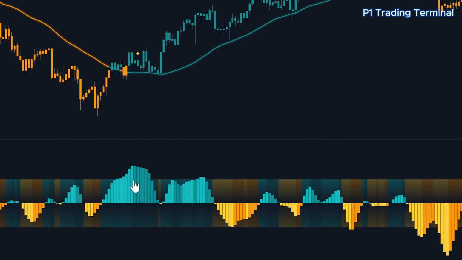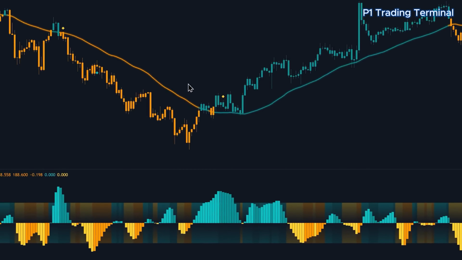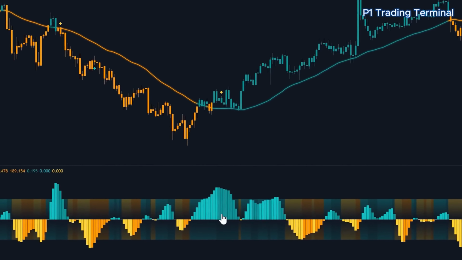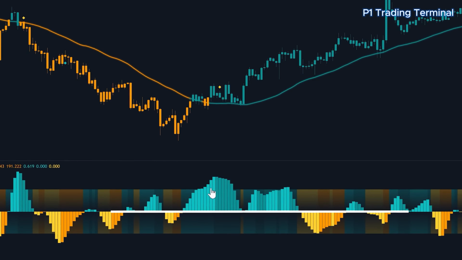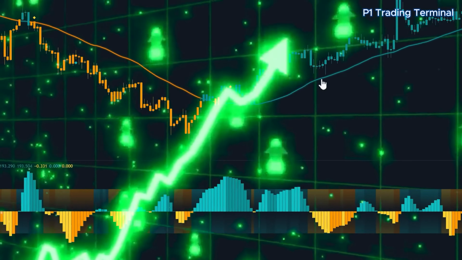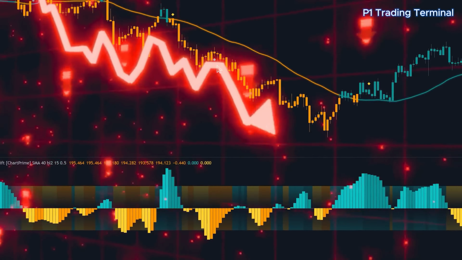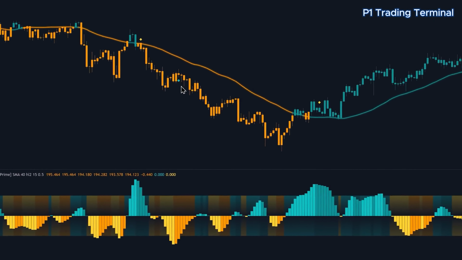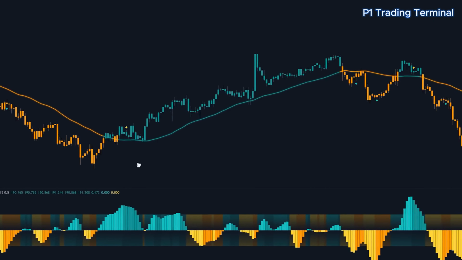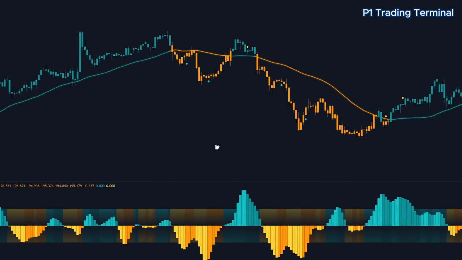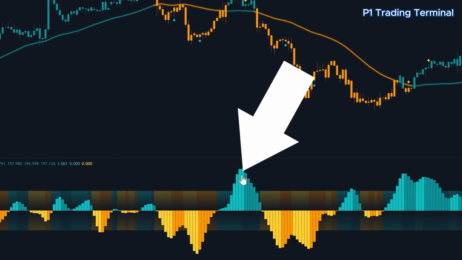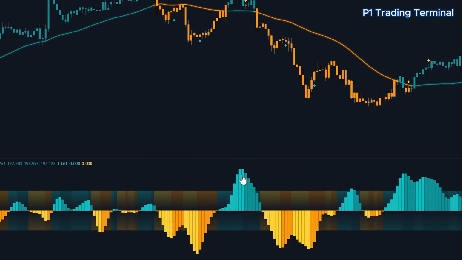When the oscillator is above zero, prices are trading above the moving average, signaling bullish momentum. When it's below zero, prices are trading below the moving average, which basically indicates bearish momentum. However, large deviations, when the oscillator is too far away from zero, indicate potential overextensions or mean reversion points in the market. And these are instances where you would want to consider looking for trend reversals.